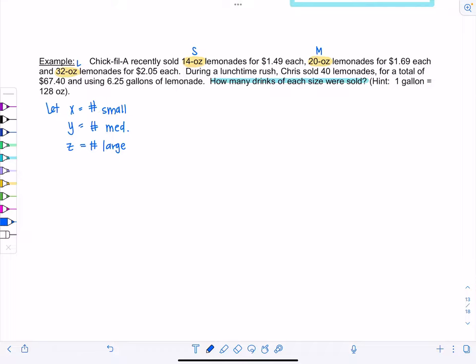But first, let's see if we can come up with three equations. Think back when we were solving two equations with two unknowns. I told you usually one equation would deal with quantity, and the other one would deal with value. In this scenario, we have one quantity equation and two value equations. Can you find the info that tells us how many lemonades we're talking about altogether? Yes, during this lunchtime rush, there were 40 lemonades sold altogether. So equation one: X plus Y plus Z equals 40.